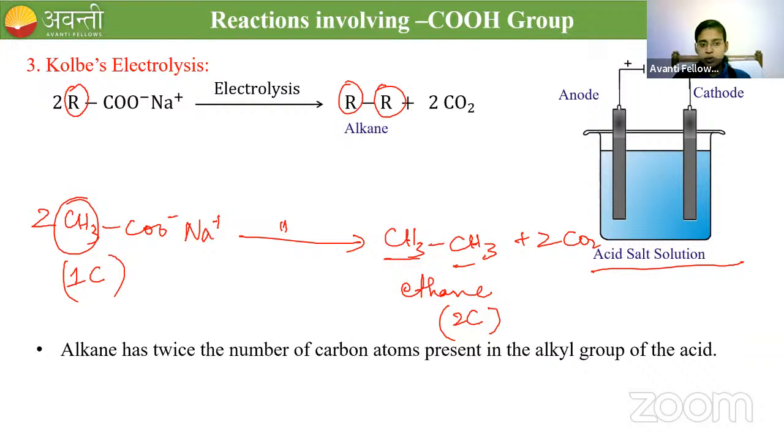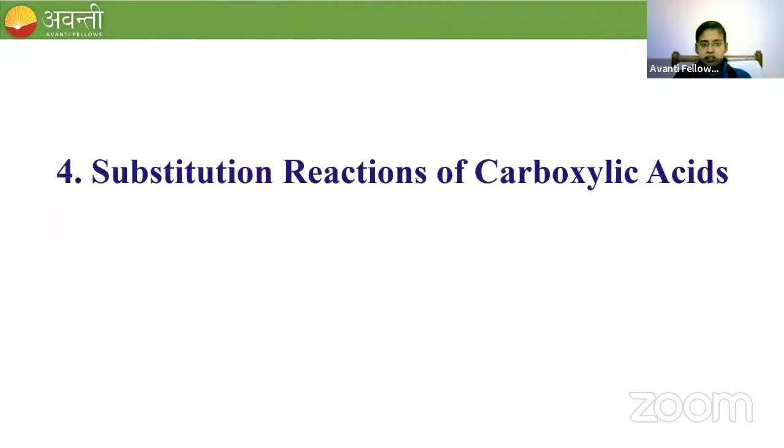If I take a two carbon containing acid, I will end up with a 4 carbon containing alkane. If I take a 3 carbon containing acid, I will get a 6 carbon containing alkane. So it will be twice the number of carbon atoms. Clear? So these are the 3 reactions under the third category. Now let me enter into the fourth category.